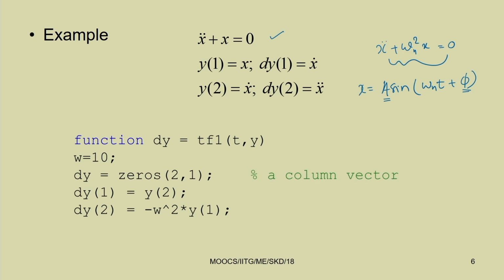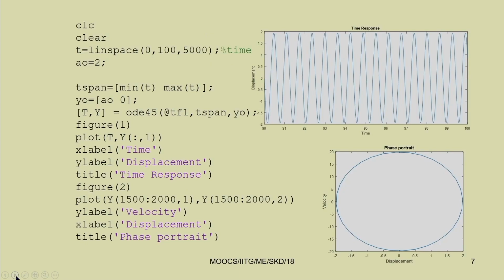So, this is the function file, and in the main file you can call the function to find. So, this is the main file. Here you have to declare the time span t equal to linspace 0 to 100. If you have to do it up to 100 with 5000 divisions, it has been taken. Initial a0 equal to 2. So, t span, minimum time and maximum time you can specify.